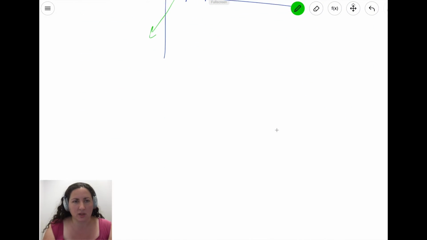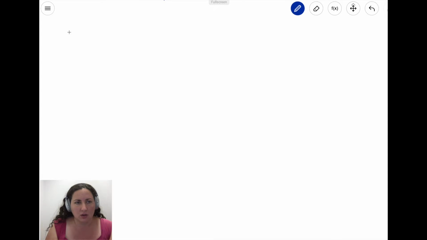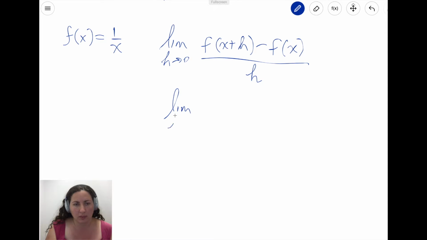Okay, let's do another example. Let's do f of x is equal to 1 over x. Again, I'm going to rewrite that definition of derivative. Okay, now let's apply this definition to this particular function, f of x equals 1 over x. So I'll just repeat that definition, substituting in that specific function.